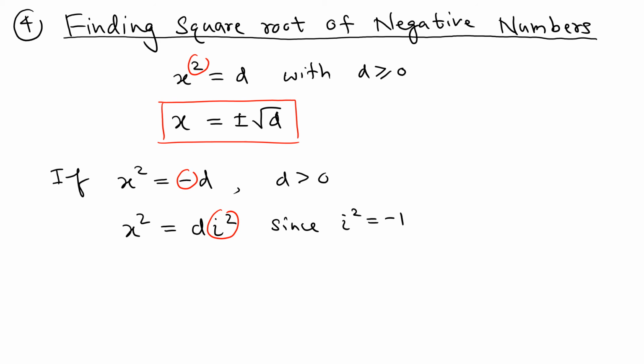Now we can take the square root of both sides. When you take the square root, again you get two answers. So x equals, again plus or minus, the square root of the number, and write i after that. The i is not inside the square root, it's outside. That is how you solve when you have x squared equal a negative number. You take plus or minus the square root of d, times i, and it will be very clear why you get two answers.